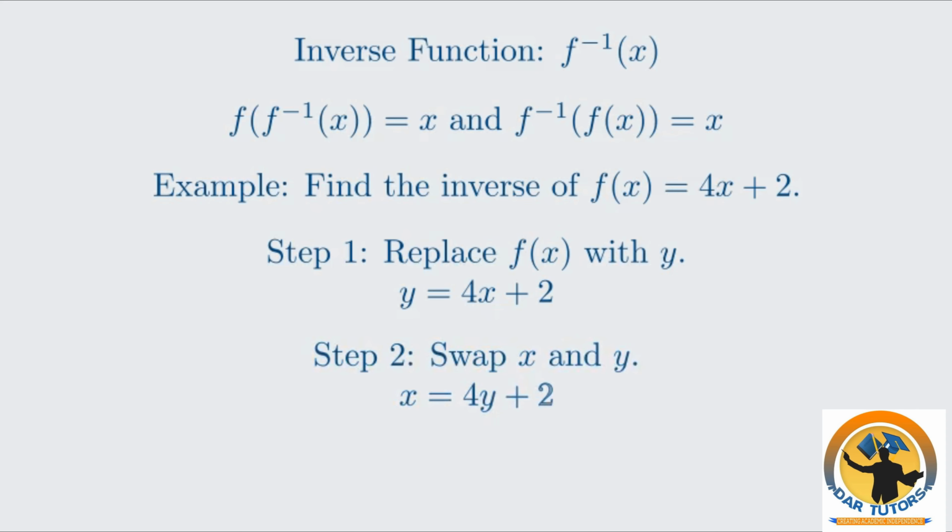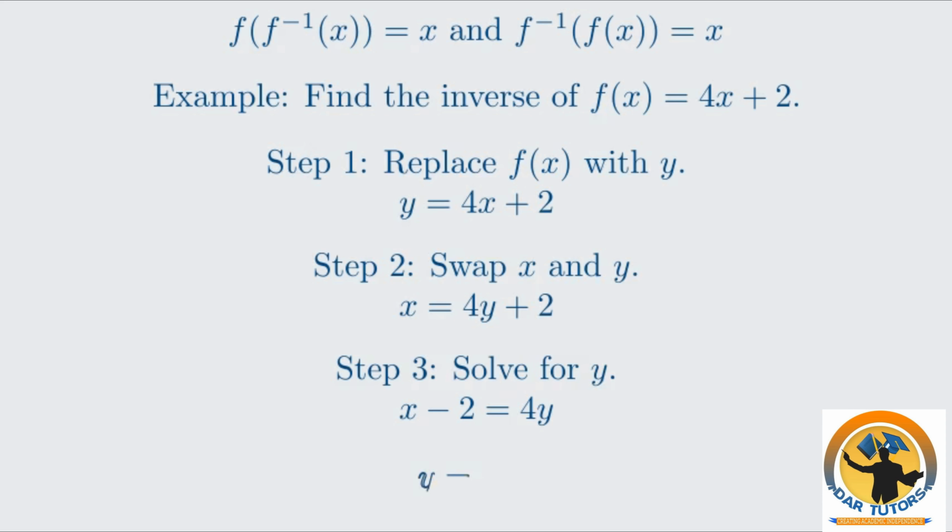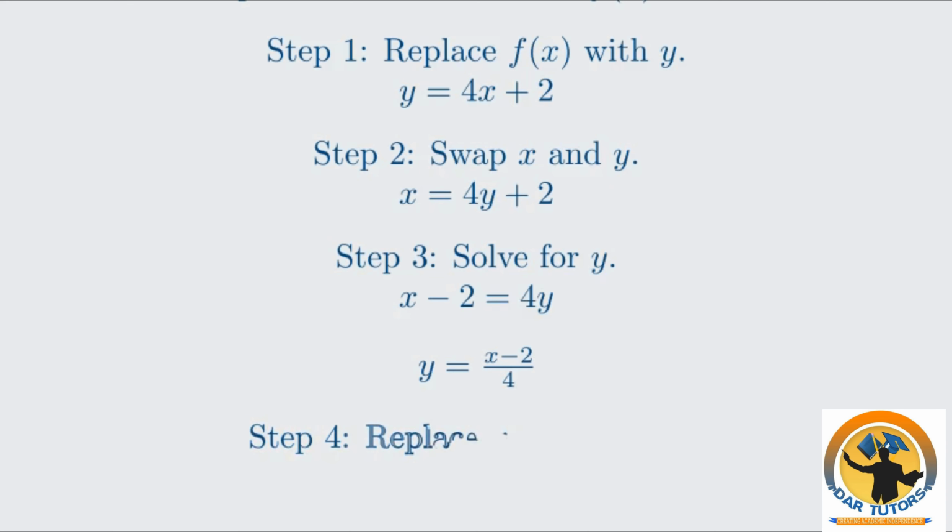4y plus 2. Now, we need to solve this new equation for y. This will give us the formula for the inverse function. First, subtract 2 from both sides to get x minus 2 equals 4y. Then, divide by 4 to isolate y. So y equals x minus 2, all over 4. Finally, we replace y with the inverse notation f inverse of x. And there we have it. The inverse function is f inverse of x equals x minus 2, all over 4.